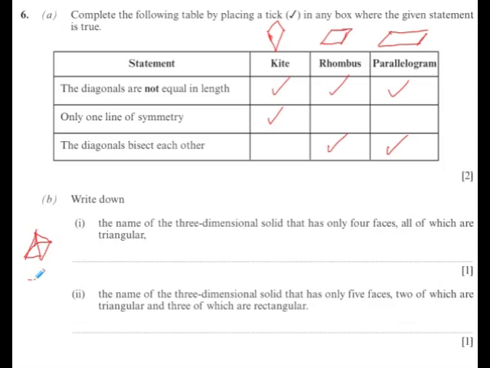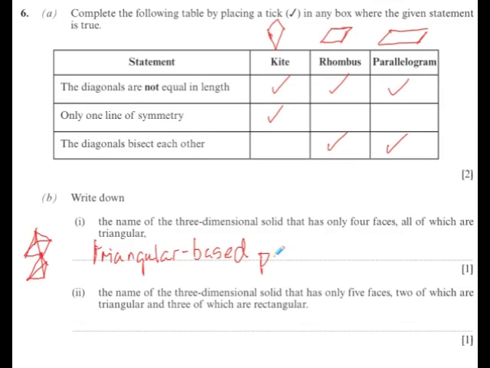So what we've got here is basically a triangular base. We've got that sort of shape. So you've got 4 faces to this shape, and this is called a triangular based pyramid.